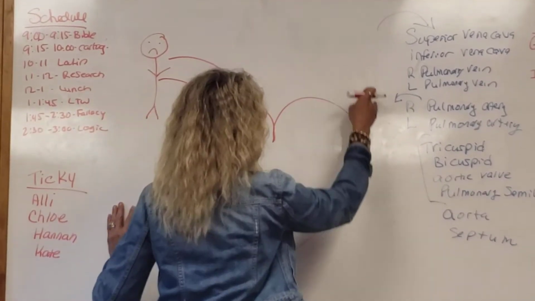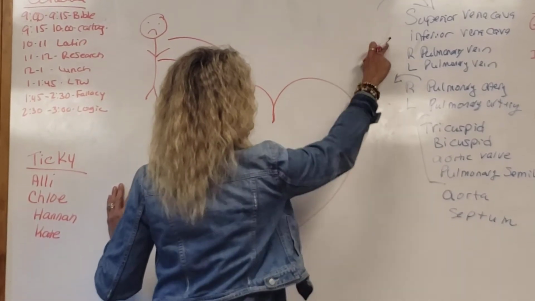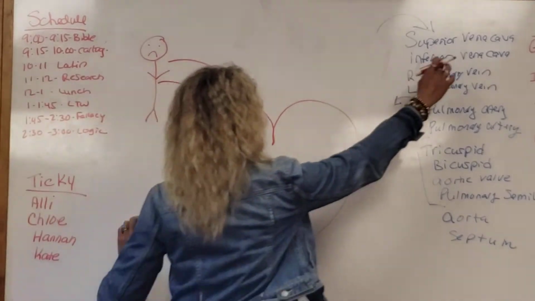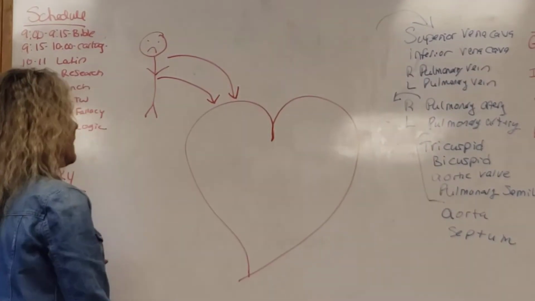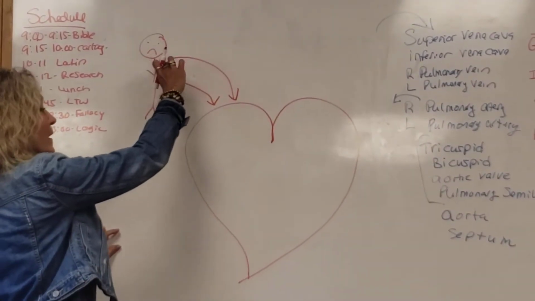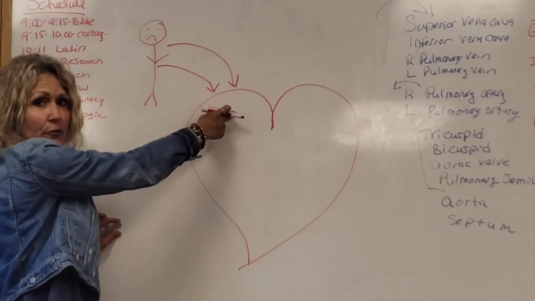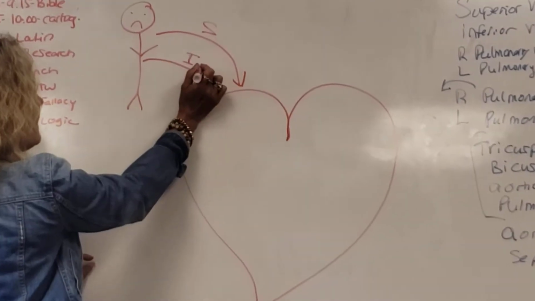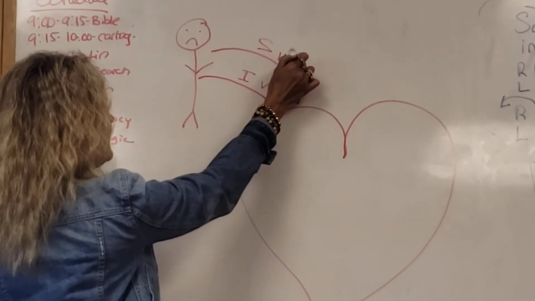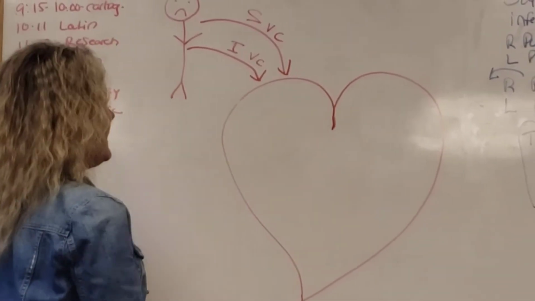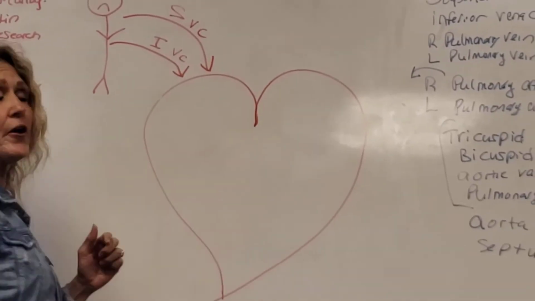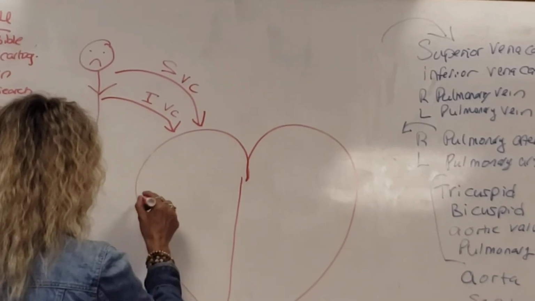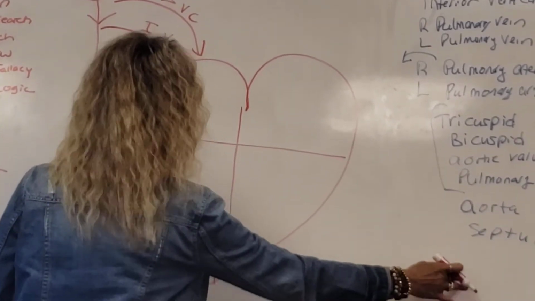Which veins do you think they're going to travel? We have 4 to choose from. The superior vena cava and the inferior vena cava are going to travel from the body straight to the heart. Now, the blood enters the heart. The heart has 4 chambers. So let's divide our heart into 4 chambers.